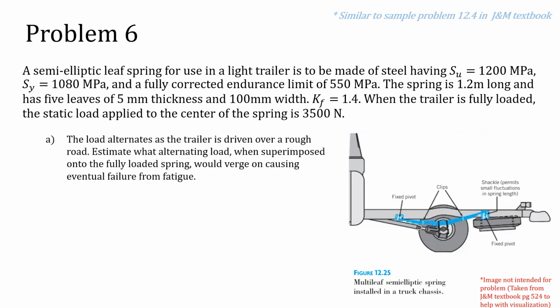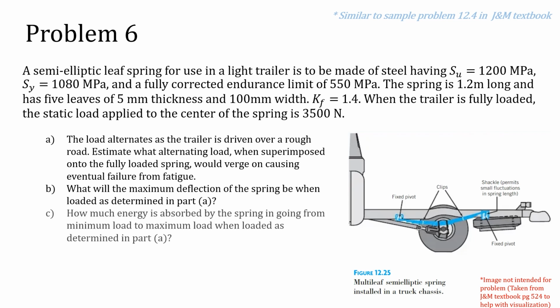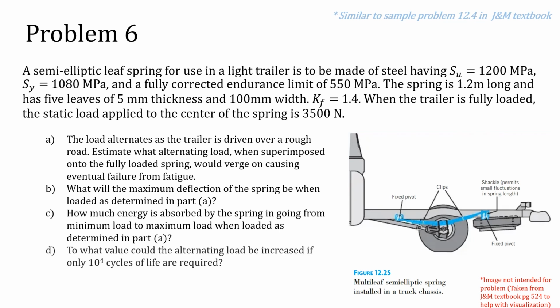So in problem A, the question asks us: the load alternates as the trailer is driven over a rough road. Estimate what alternating load, when superimposed onto the fully loaded spring, would verge on causing eventual failure from fatigue. In part B, what will the maximum deflection of the spring be when loaded as determined in part A? And in part C, how much energy is absorbed by the spring in going from minimum load to maximum load when loaded as determined in part A?